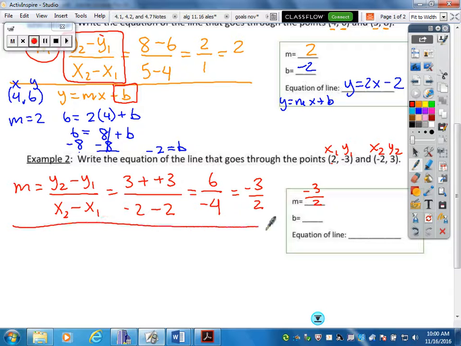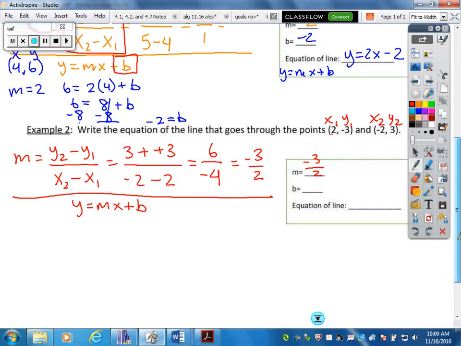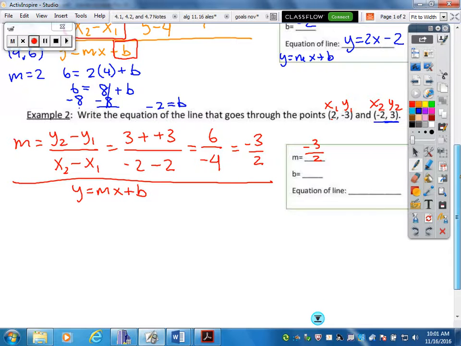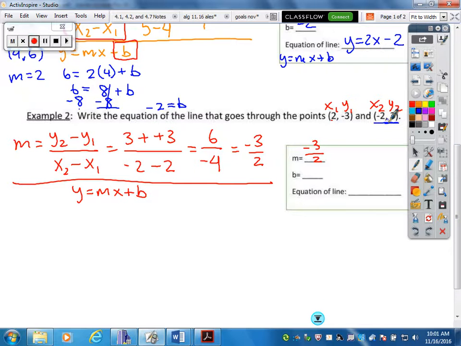Now, I can use that information and plug it into slope-intercept form to find b, the y-intercept. Now, I said in example 1 that it doesn't matter which point we use. We could choose either this point or this point. So this time I'll choose the second point just to prove to you it doesn't matter. The point I'm going to use is negative 2, 3. And we already know our slope is negative 3 over 2.